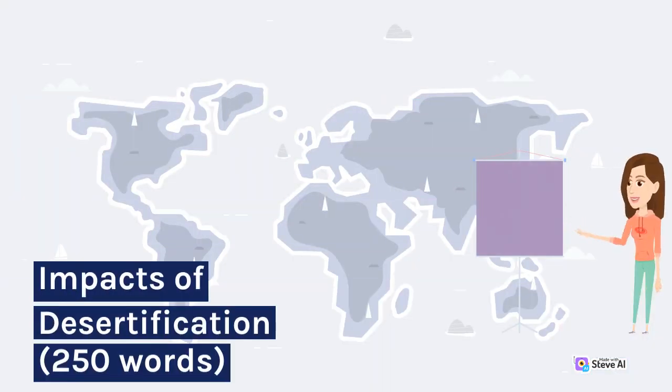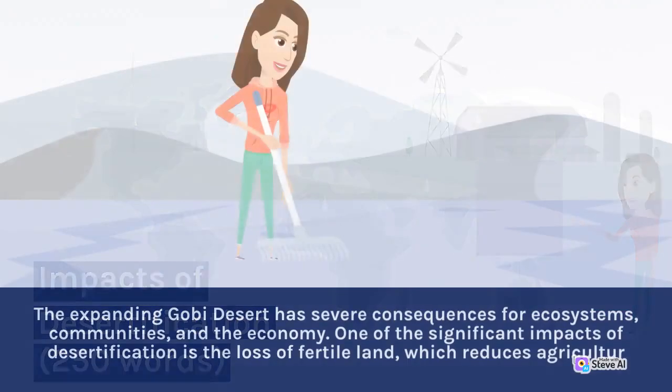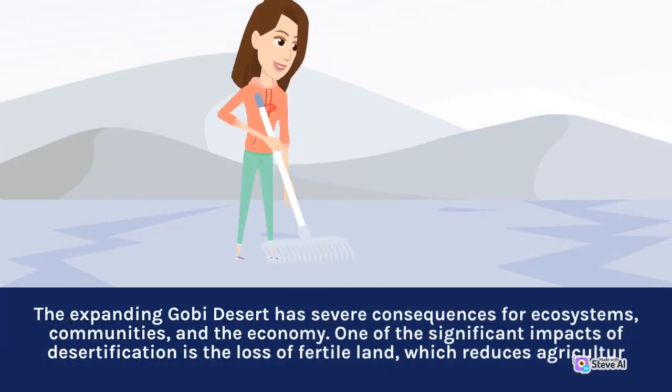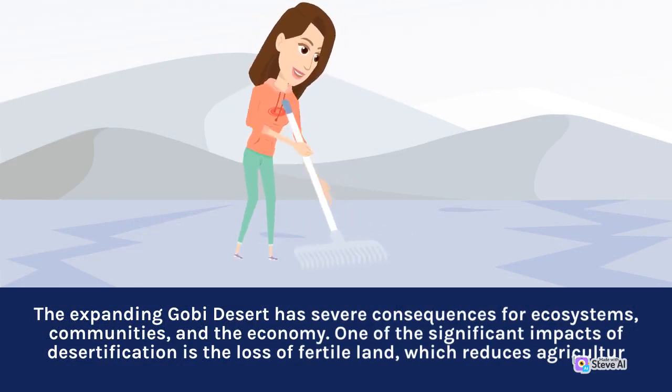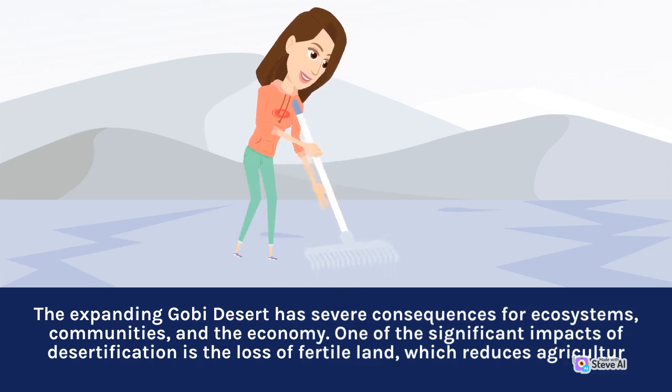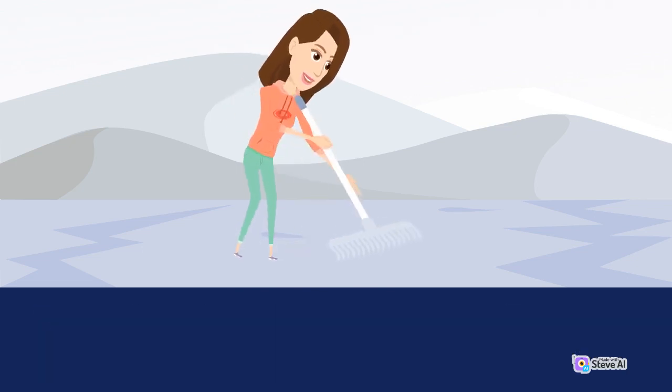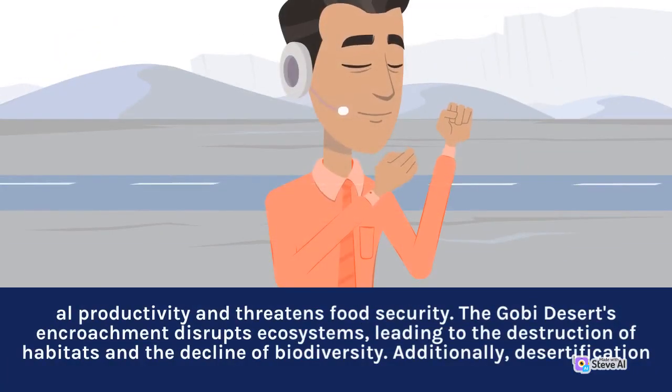Impacts of desertification, 250 words. The expanding Gobi Desert has severe consequences for ecosystems, communities, and the economy. One of the significant impacts of desertification is the loss of fertile land, which reduces agriculture productivity and threatens food security. The Gobi Desert's encroachment disrupts ecosystems, leading to the destruction of habitats and the decline of biodiversity.